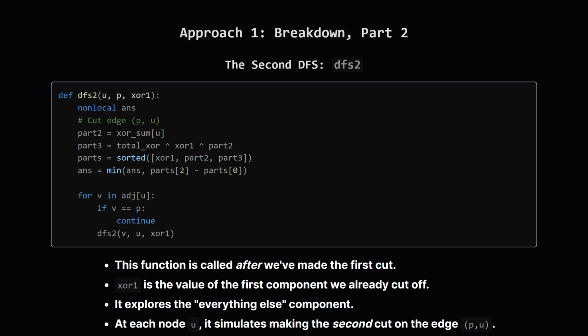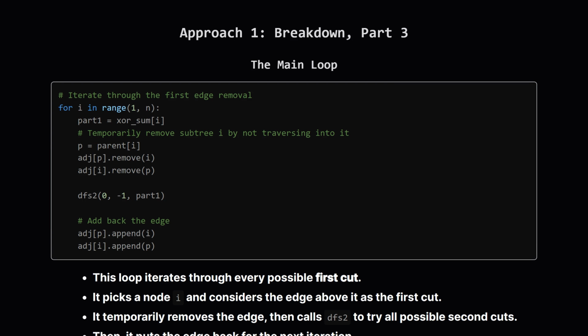For each of these potential second cuts, it calculates the three component values, computes the score, and updates our minimum answer if this score is better. Finally, the main loop brings it all together. It iterates through every node, from 1 to n-1. For each node, it pretends we're cutting the edge right above it. This gives us our first component.